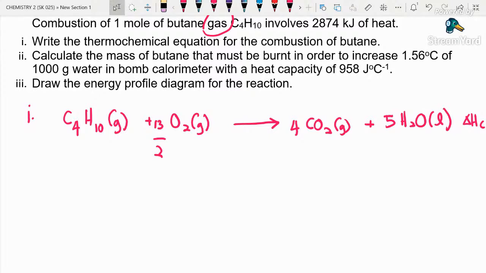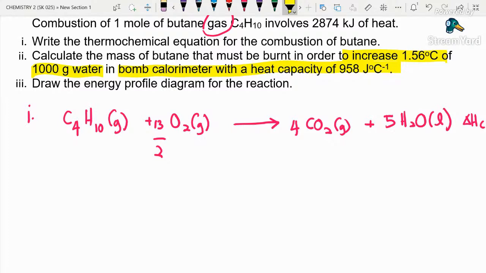Calculate the mass of butane that must be burned in order to increase by 1.56 degrees Celsius the temperature of 100 gram of water in a bomb calorimeter with the specific heat 958 joule per degree Celsius. We have a lot of information, so we must choose which to use. This is the delta T, we have water, and also the information for the bomb calorimeter, meaning we cannot ignore the bomb calorimeter's value.